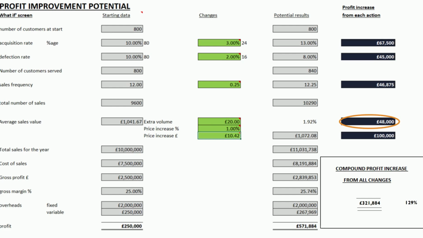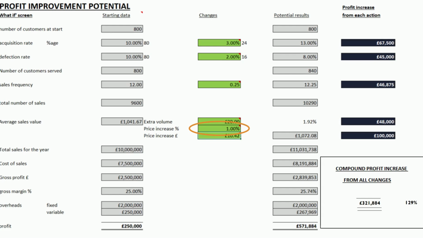The next issue, my personal favourite, is price. Can you increase your price? Now, there's 2 ways you can do that. Firstly, you can just put your prices up. Just change your price list, change your systems, your computers, whatever it is you do, put the headline price of your products up 1% in this example.